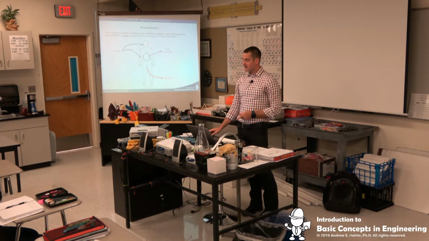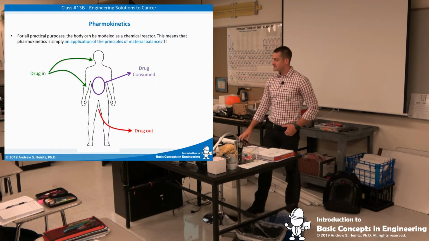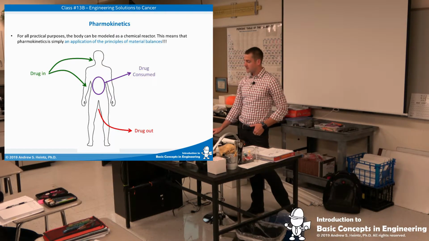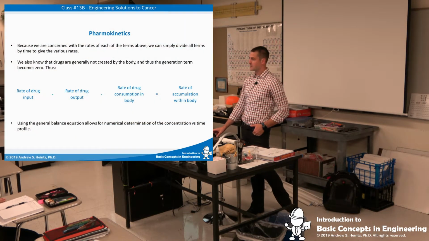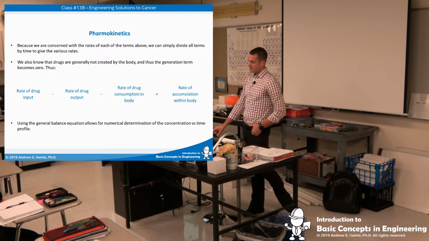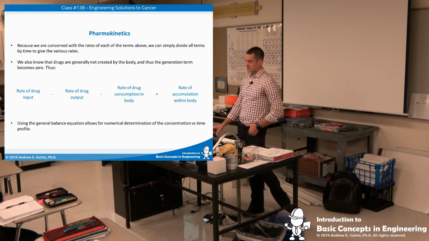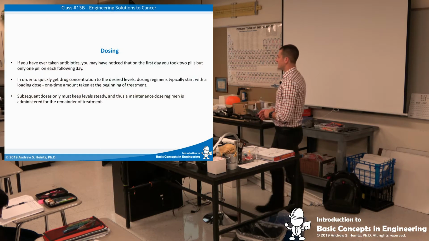All right, so pharmacokinetics, like we talked about, is just material balance, right? Drug in, drug consumed, and then drug out. And you guys should remember this, right? I know you guys are sick of looking at my equations on the board. Don't worry, it's the last lecture of the year. So, rate of drug input minus drug output minus consumption equals rate of accumulation. What's the problem if we have too much accumulation? You kill your liver, right? That's no good, okay? So it all really comes down to dosing, okay?